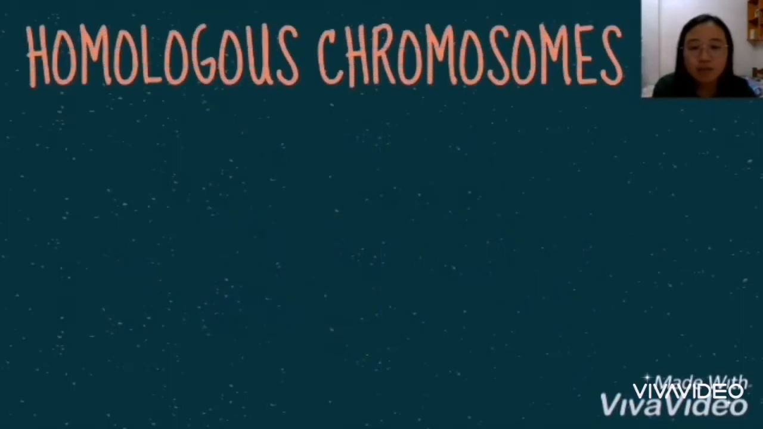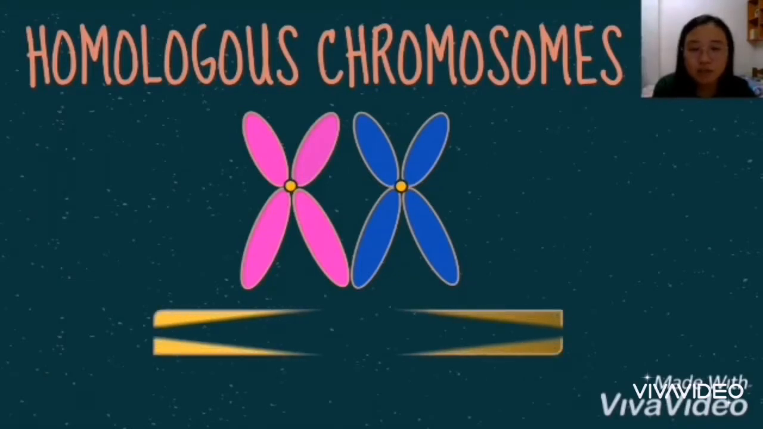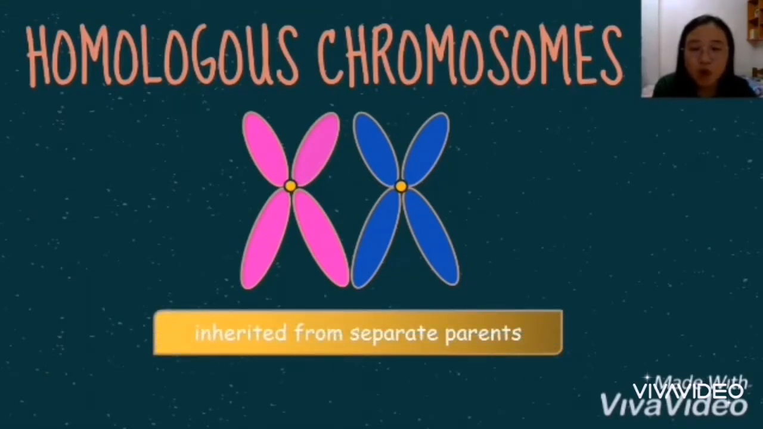Next, I would like to introduce the homologous chromosome. Diploid organisms have two copies of each chromosome except the sex chromosome. Both the copies are ordinarily identical in morphology, gene content, and gene order. Each pair of chromosomes is made up of two homologues. Homologous chromosomes are inherited from separate parents. One homologue comes from the mother and the other comes from the father.